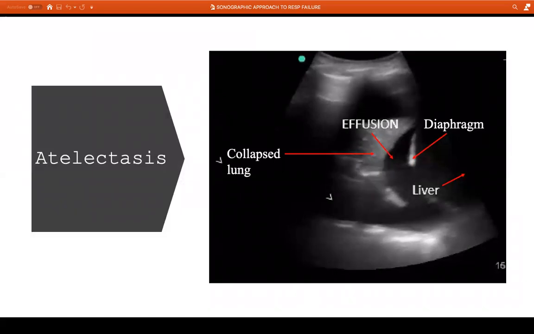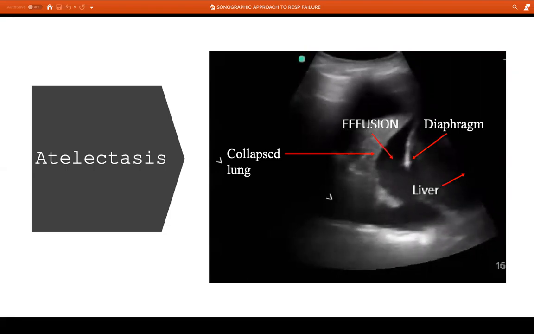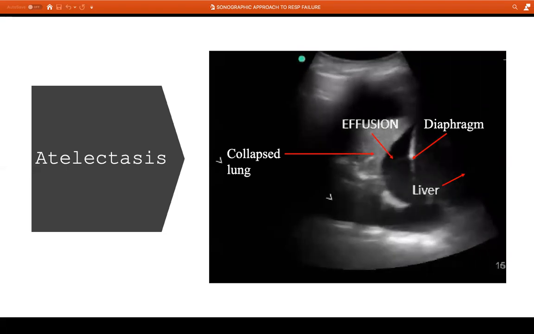And because of the effusion, the underlying lung may be atelectatic. If there is atelectasis, the lung will appear as a solid structure. There may be small hyperechoic dots present within the lung because of trapped air within it. These are called static air bronchogram, and static air bronchogram is suggestive of collapse. Once you get a picture like that, we may need to drain the fluid and see whether the lung is getting ventilation or not.